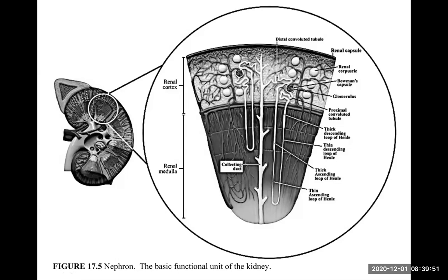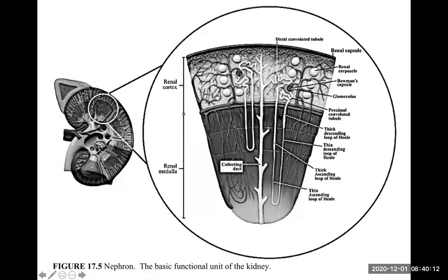Whatever is filtered out of the blood in this glomerulus will travel through the proximal convoluted tubule, which is the tubule closest to the glomerulus. And then that filtrate will travel down the thick and thin descending loop of Henle, and then back up the thin and thick ascending loop of Henle.